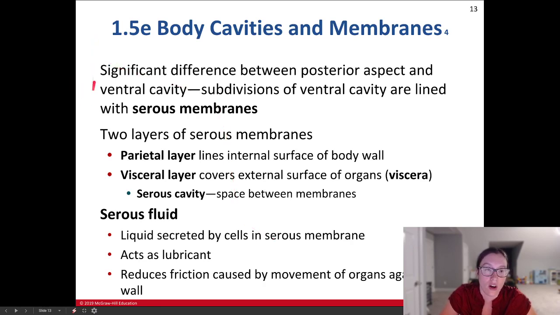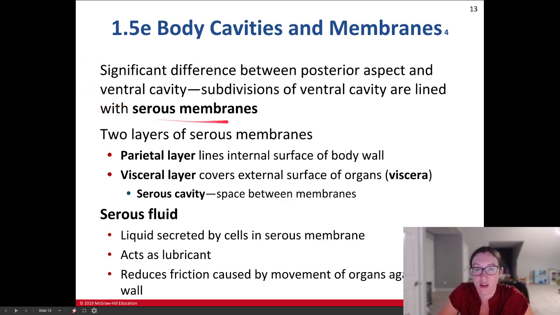So these body cavities here in the ventral cavities are going to be filled with body organs, and they're actually going to be lined with what's called serous membranes. And so the serous membranes are found within the ventral cavity. Like I said before, the dorsal cavity is lined with the meninges, but we'll talk about that in chapter 13 and so on. But this ventral cavity is lined by the serous membranes.